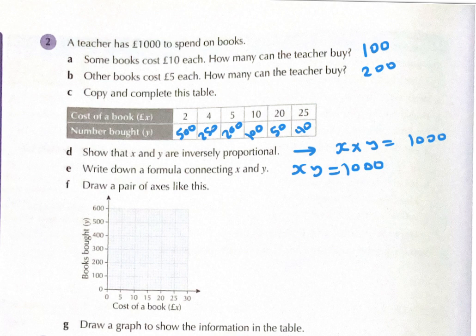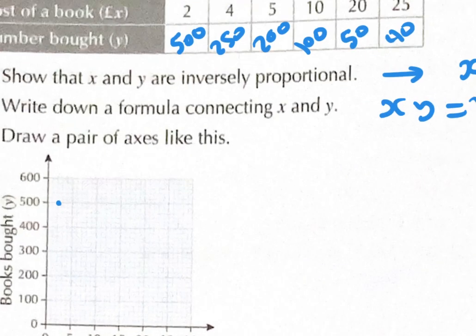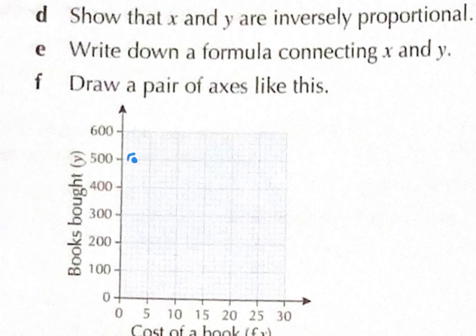Now for F, draw a pair of axes like that. Then draw the graph to show the information in the table. After you draw the axes, plot the points, 2 and 500. If you have 5 lines between 0 and 5, take 2 lines. So this is 2 and 500.